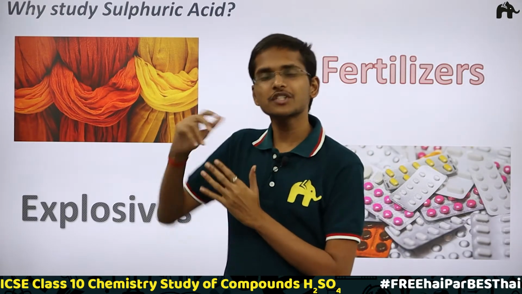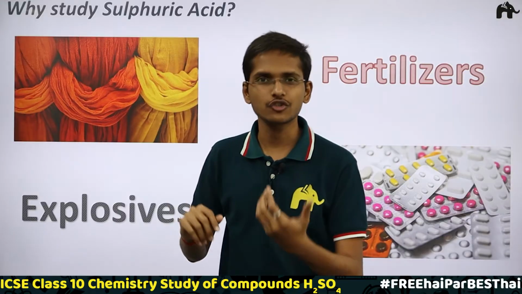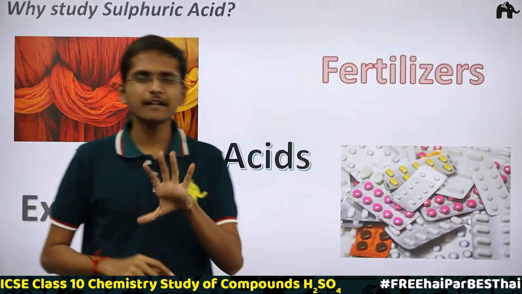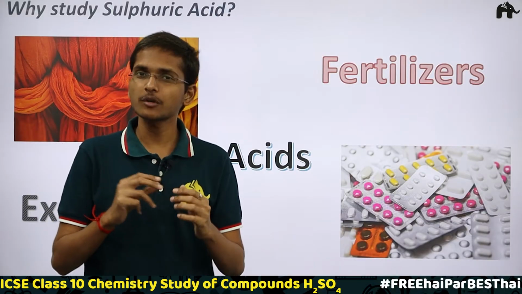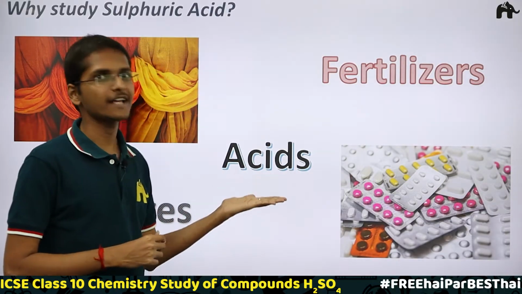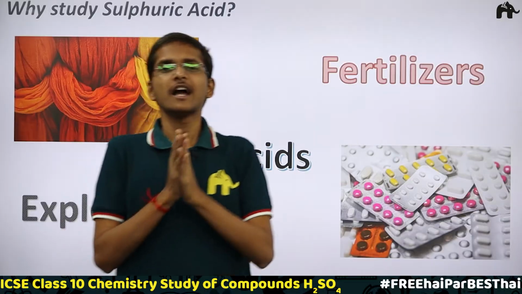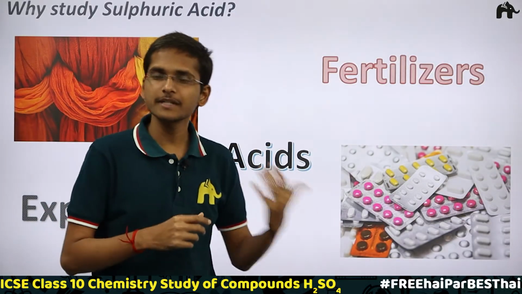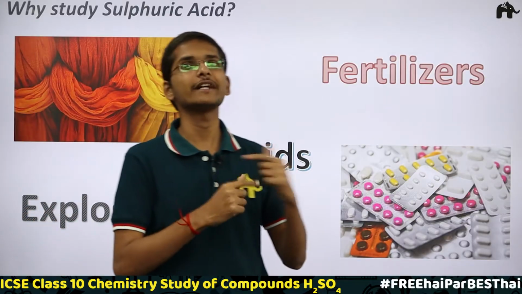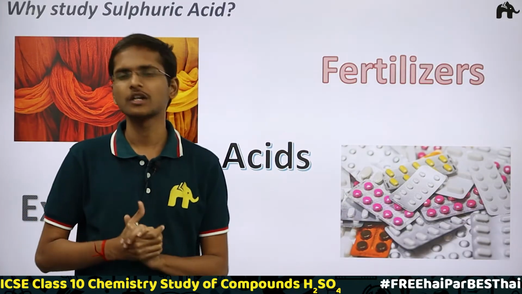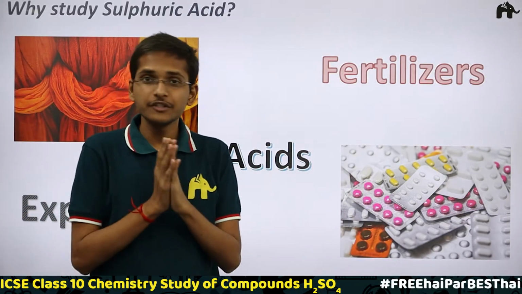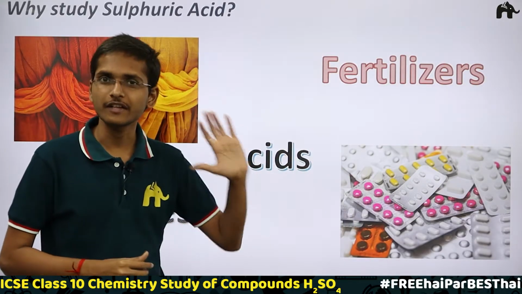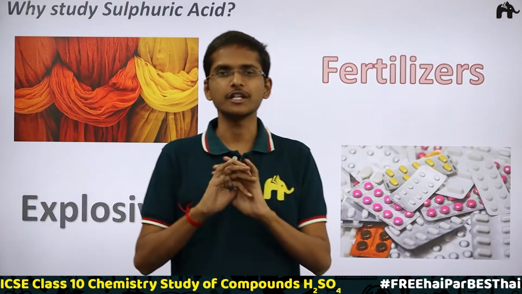But in the previous chapters which we have studied, like hydrogen chloride and nitric acid, we have used sulfuric acid for the preparation of those acids. Not hydrochloric acid directly, but indirectly we are preparing hydrochloric acid. How? By preparing hydrogen chloride gas. So yes, it's indeed used for the preparation of other acids like hydrochloric acid and nitric acid. So we have seen it in very much detail.